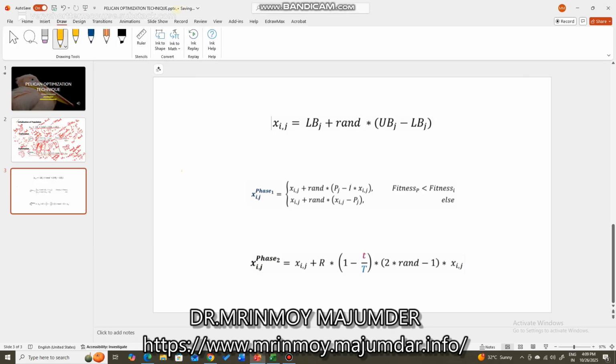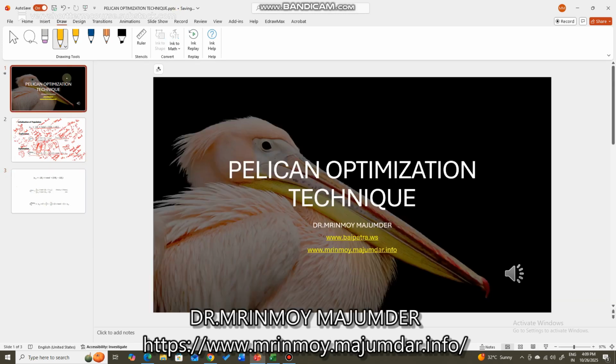Hello and welcome to yet another session on bio-inspired optimization techniques. Today our goal is to explain the Pelican optimization technique, where the technique is inspired by the food foraging behavior of the pelican birds. The way the pelican birds search, identify and catch their prey, that same process was mimicked in this optimization technique.